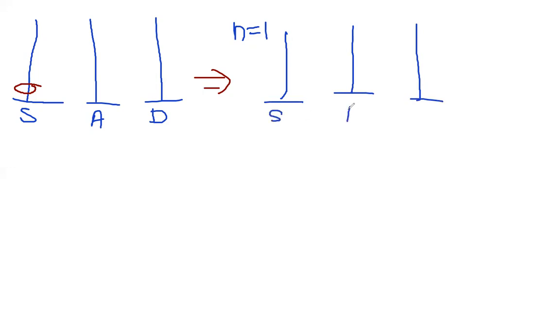So this is source, this is auxiliary, this is destination, and I can directly move from the source to the destination. So if n equals 1, my step is from source to destination, and this is my goal, to move all the disks from source to the destination. If we want to implement the Tower of Hanoi using recursion, my base case will be n equals 1, where I can directly move from S to D. So this will be my base case.